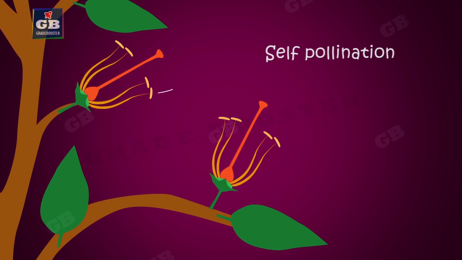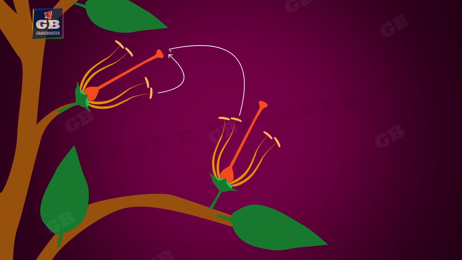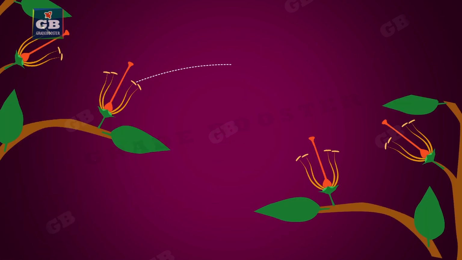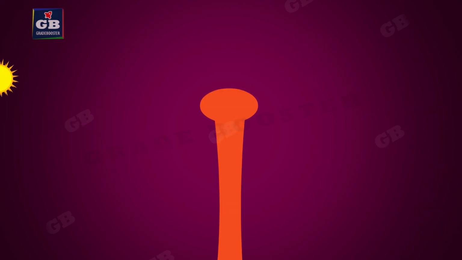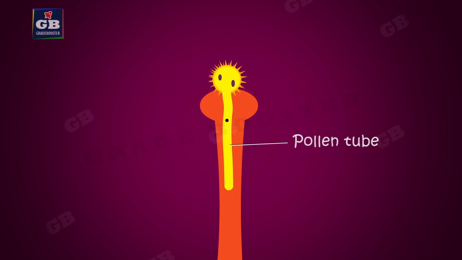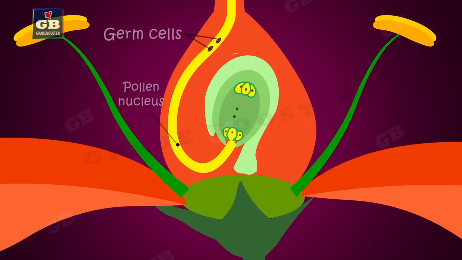If it occurs in the same flower or between the flowers of the same plant, it is called self-pollination. If pollination takes place between two flowers of different plants, it is called cross-pollination. The pollen grains produced by the anther are transferred to the stigma of the pistil. The pollen grain germinates and produces a long tube called the pollen tube into the style to reach the ovule. The pollen nucleus and two germ cells travel through the pollen tube and fertilize the egg.